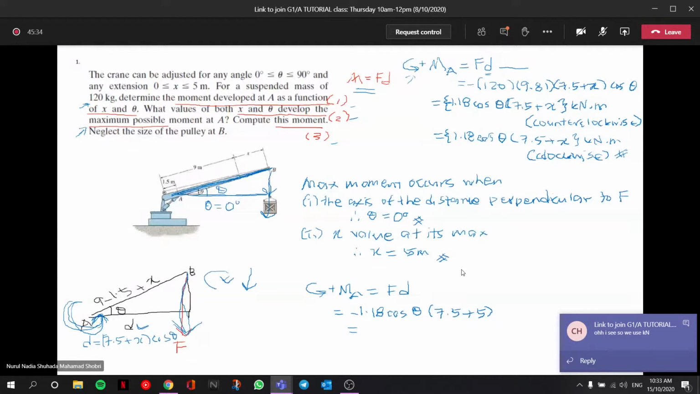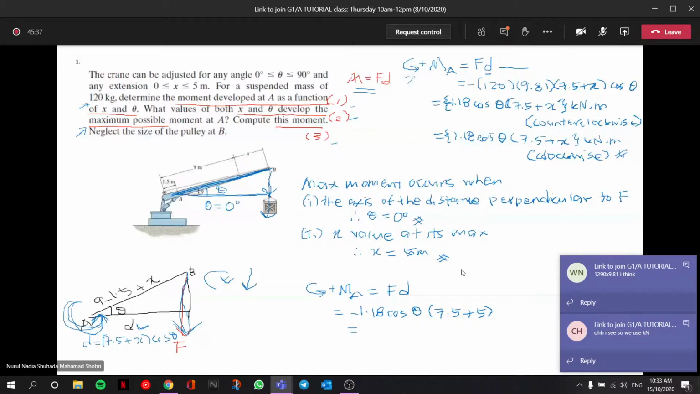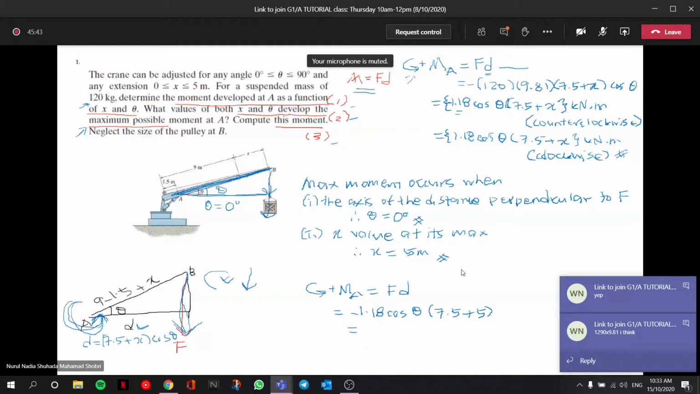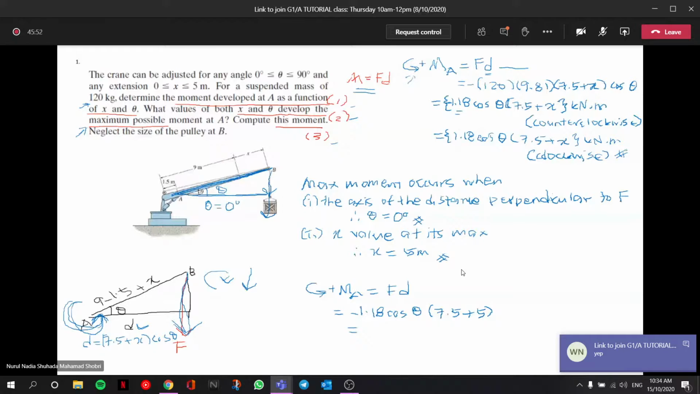Miss, where did we get 1.18? Oh, you get 1.18 because you take 120 times 9.81. That's it. So 120 times 9.81, then you will get 1177 Newton. As you can see here, I define the unit to be kilonewton.